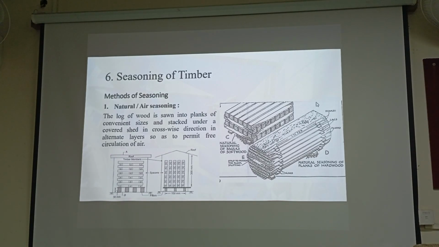So seasoning can be done through different processes, natural and man-made. In the natural process, there is air seasoning, where the wood planks are stacked with spacing so that natural air can ventilate, cross ventilation can go through, and it can dry easily.